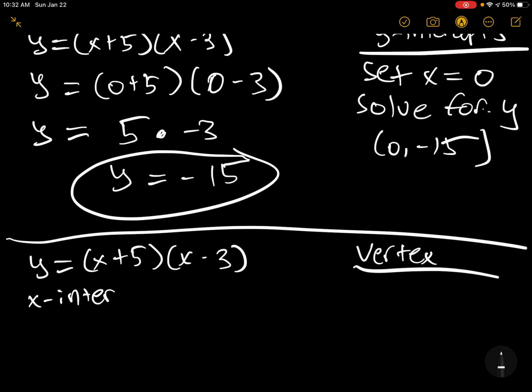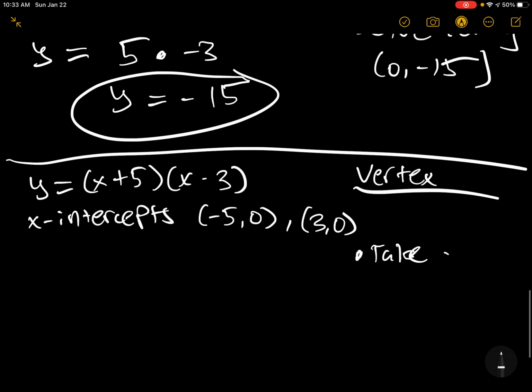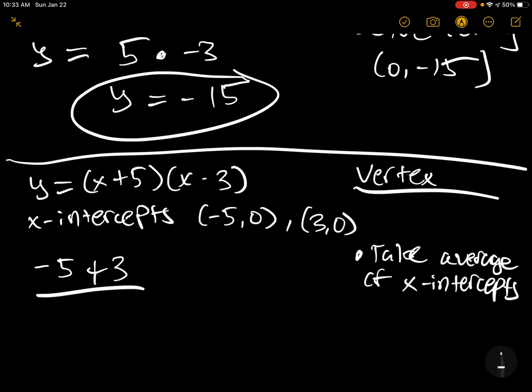X-intercepts are -5, 0 and 3, 0, right? We're going to need those right now. So what you actually do is, let's go ahead and write this right here: take the average of the x-intercepts. So let's do that first. We just want to take them, -5 plus 3. And to take the average, you just need to divide it by 2. And that's going to get us -2 divided by 2, which just gets us -1.